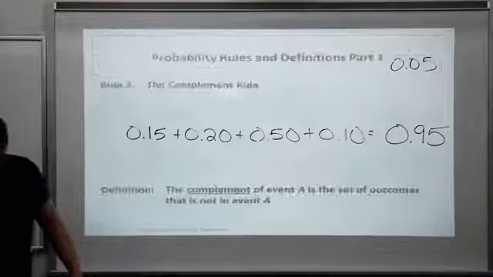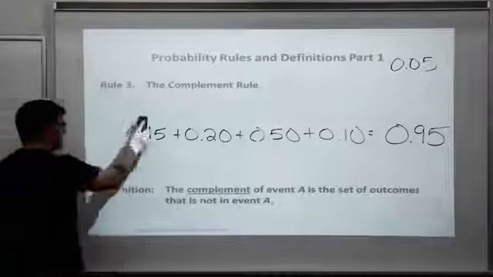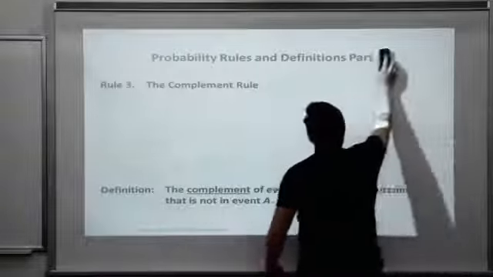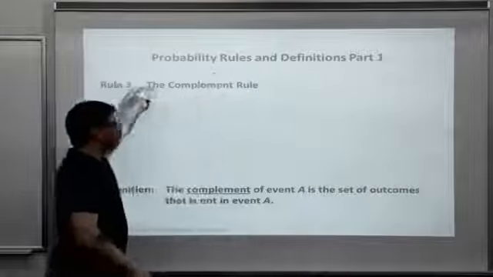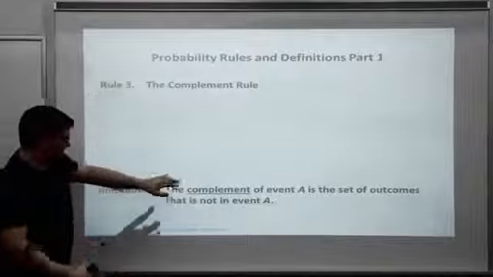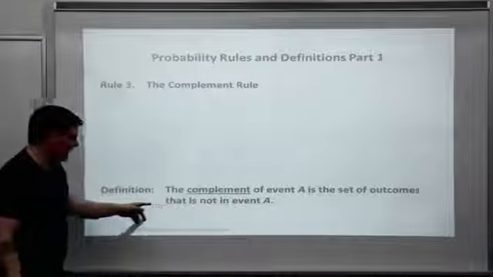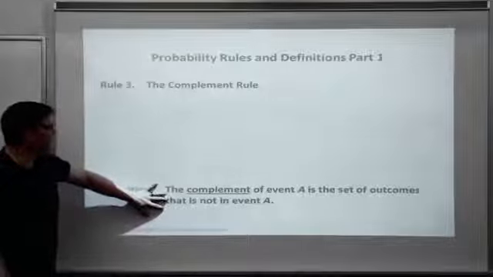All right. We'll flip over the page. Complement rule. So we're still on rules and definitions part 1. What the heck's a complement? Complement of event A is the set of outcomes that are not in event A.